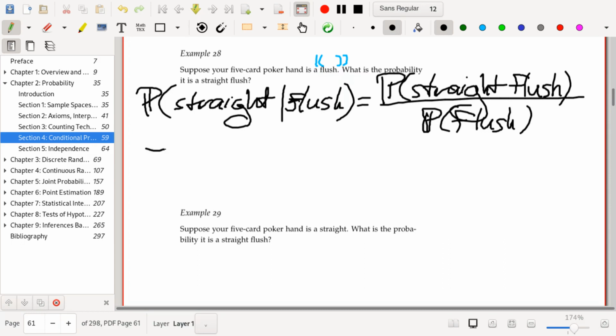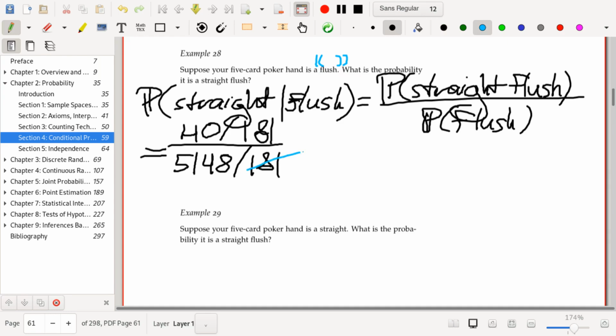And we've already computed the number of straight flush hands and the number of quote unquote flush hands in section 3, so I'm not going to repeat those computations here. We're just going to have 40 divided by the size of the sample space, divided by 5,148 over the size of the sample space. The size of the sample space cancels out, and in the end we end up with 40 over 5,148, which is approximately 0.008.